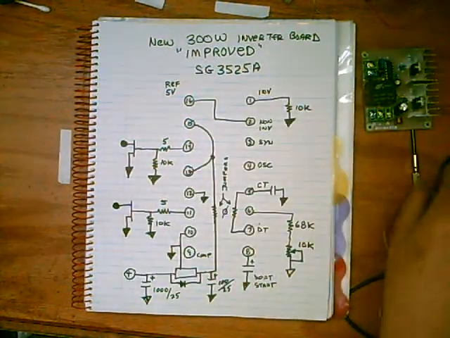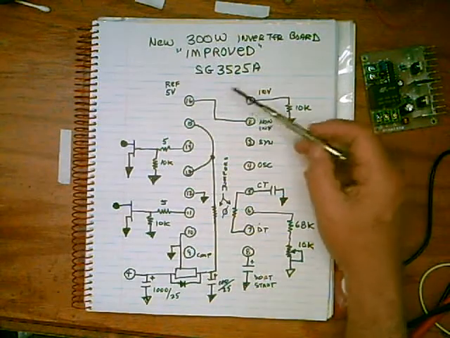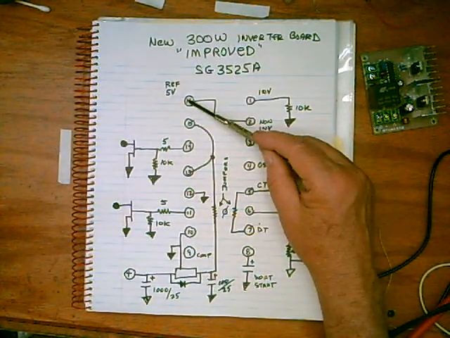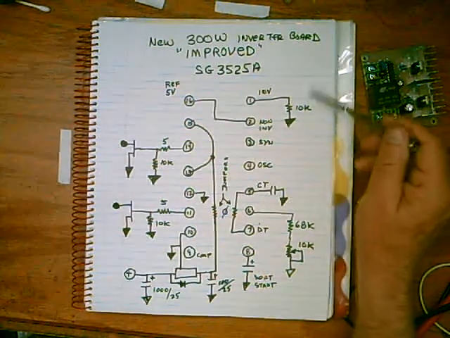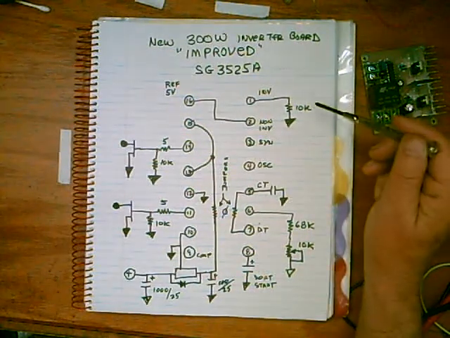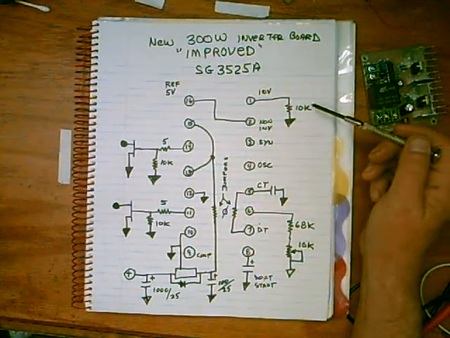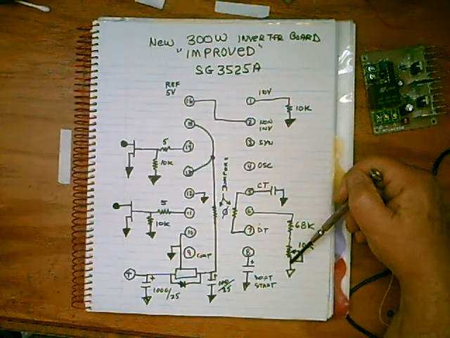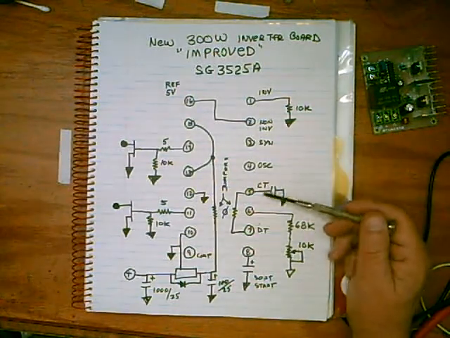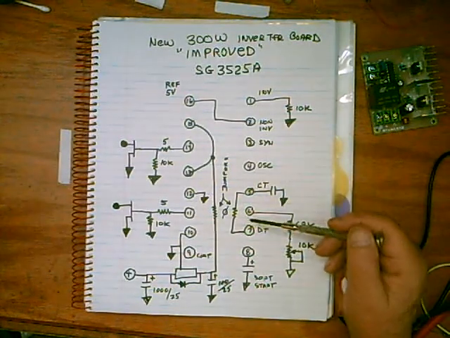But this is what it looks like. You have your inverting and non-inverting input. You have a convenient 5-volt reference, so that the voltage divider will now be based on 5 volts instead of 2.5 volts. The oscillator is about the same, but we're not shorting out the capacitor to turn it off this time.